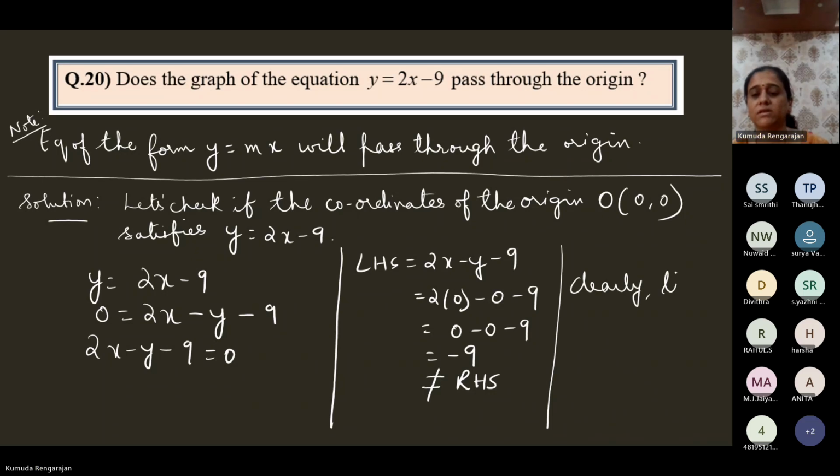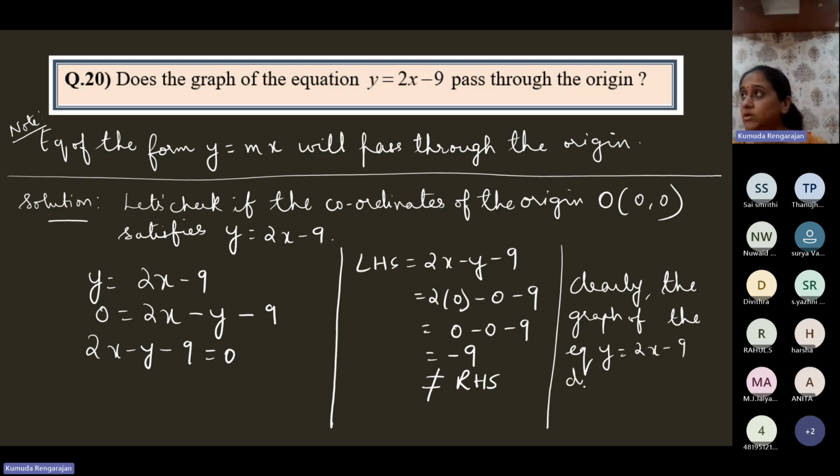Clearly, the graph of the equation y is equal to x minus 9 does not pass through the origin.